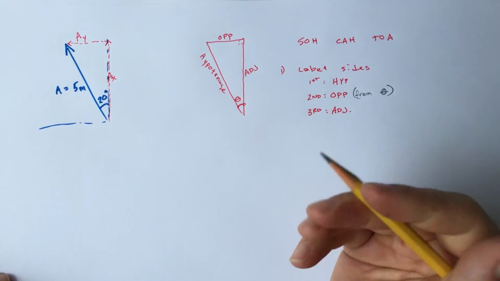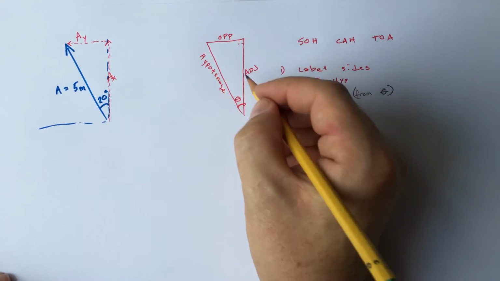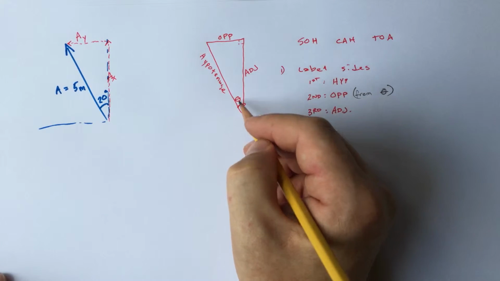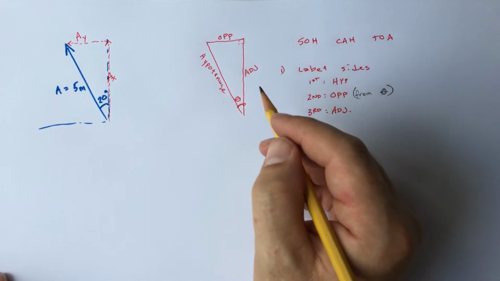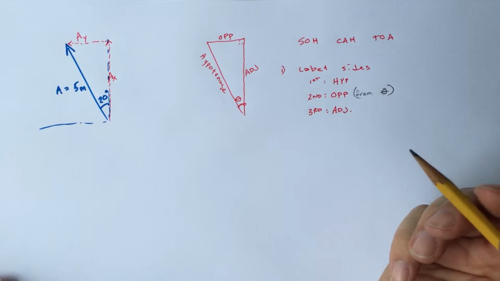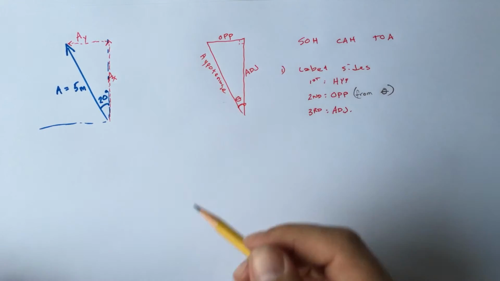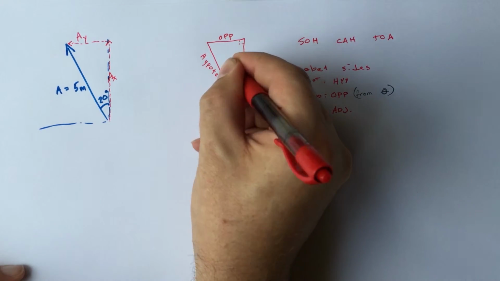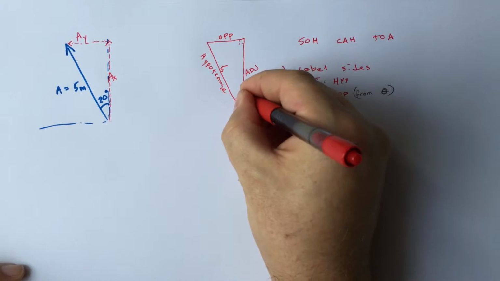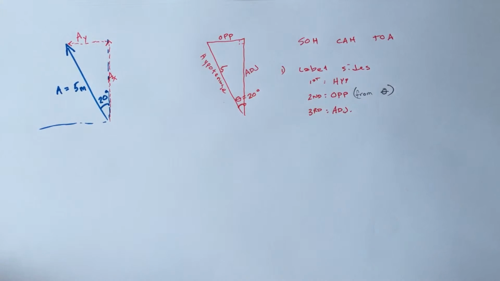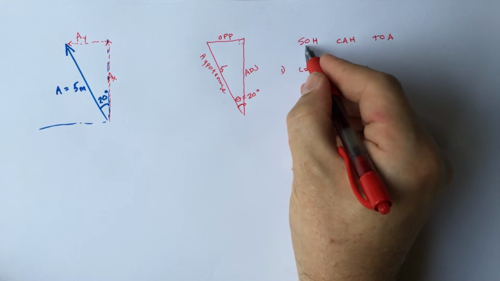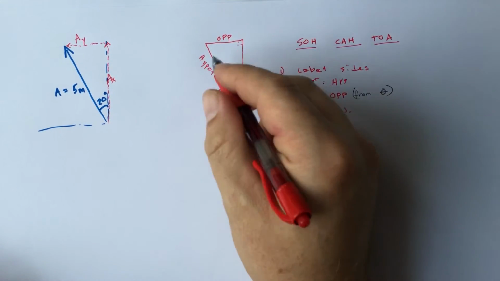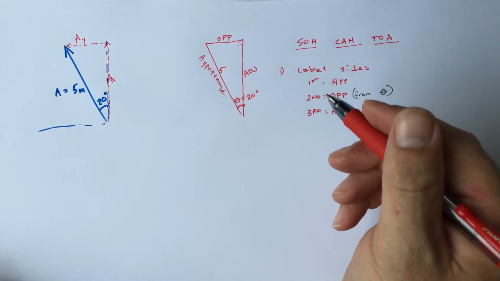Right? And then after you have those 2 labeled, the third one I always have is adjacent because that's the one that's left. It means next to, but there are 2 sides next to. So I always leave adjacent for last because of that. Once I have this set up, if I know that my hypotenuse has a length of 5, and I know my theta is 20 degrees, then I can use any one of these 3 equations, SOH, CAH or TOA, to find the other sides of my triangle.